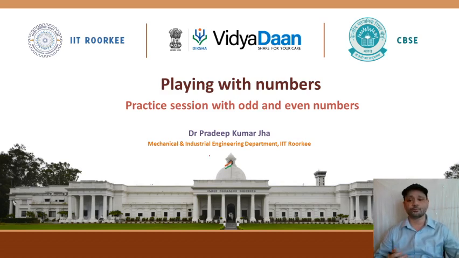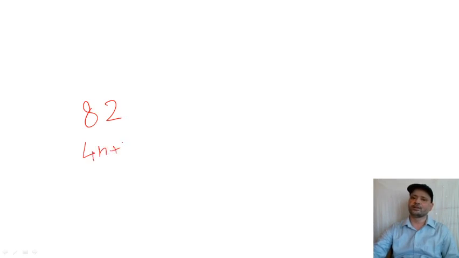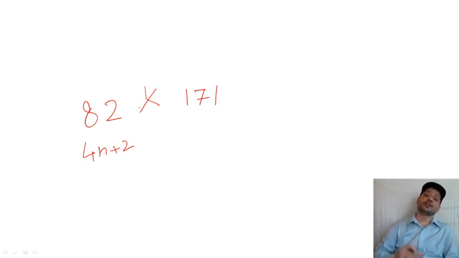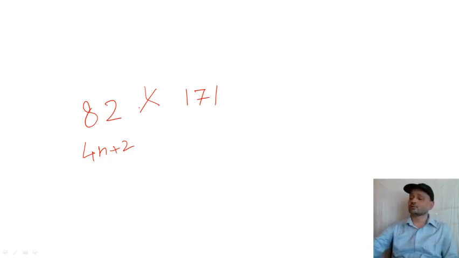For example, take a further example of another multiplication. Suppose you have a number like 82, which is a 4n plus 2 number, and you multiply it with 171. So if you are multiplying 82 by 171, that will be 82 into 17, which is 1394. So 1394 plus 8, it will be 1402 and 2. So this is equal to this number.